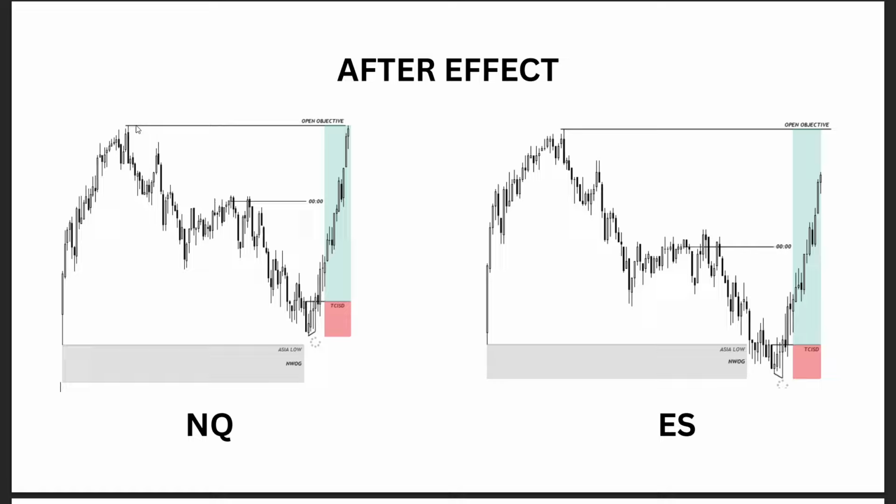We had an open objective, we let price form a range, right? We let price take one part of the range to target the other end of the range. The most difficult part in this is the waiting.